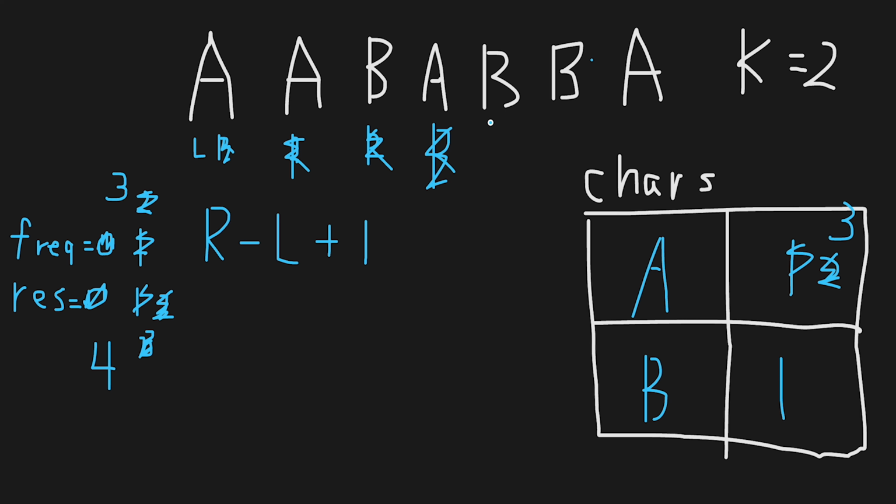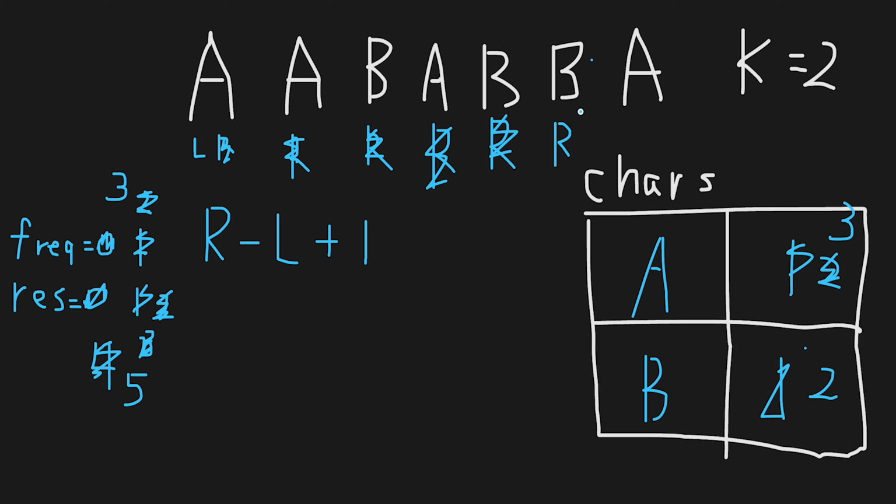And then move next. We find B, so add B to the hash. The most frequent character is still A, so we stay at 3. And for the result variable, if we change these two to A, we successfully get 5 A's. So the result should be 5. And then move next.